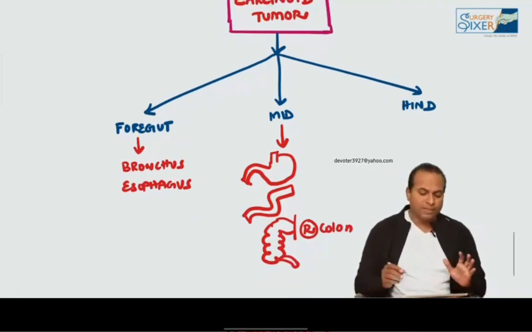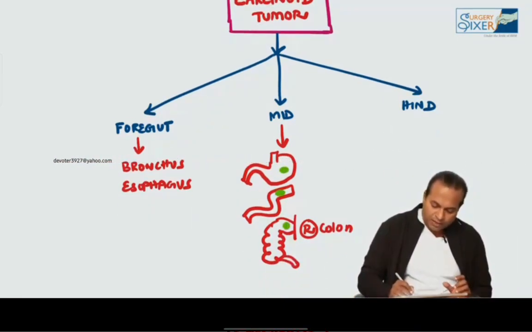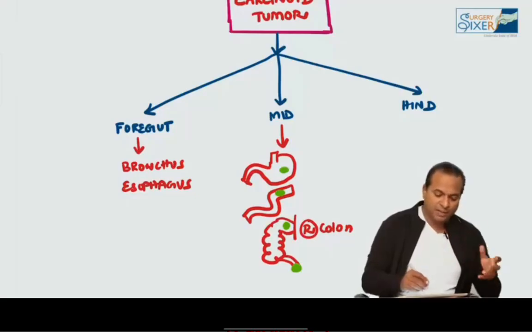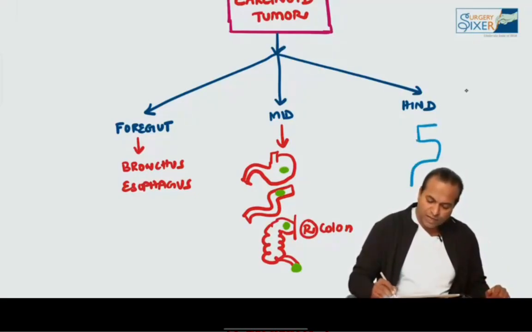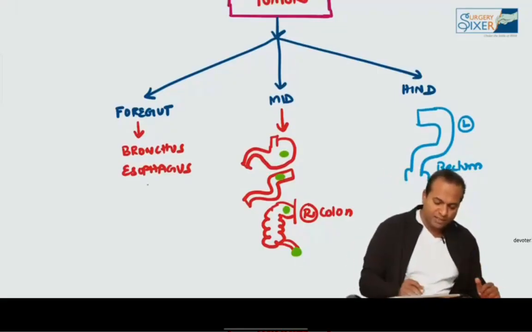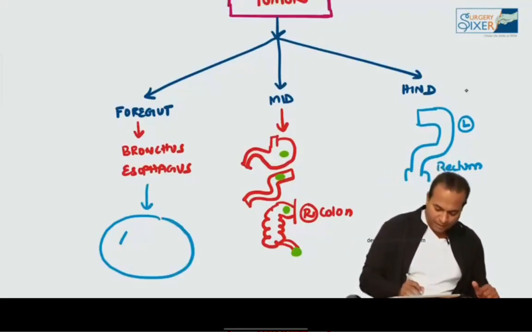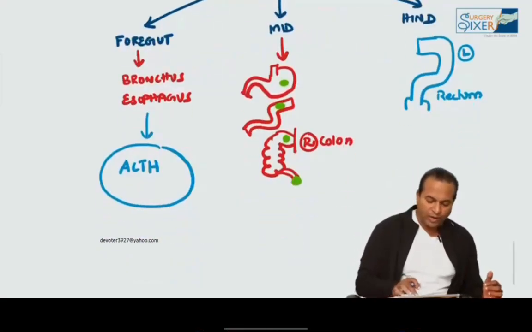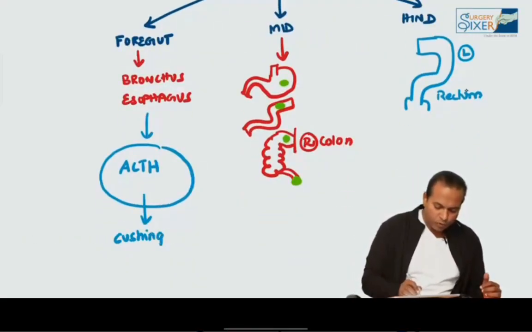So what are all midgut tumors? A carcinoid in the stomach, small bowel, right colon, and appendix are known as midgut carcinoids. And hindgut carcinoids include left side colon and rectum. Each carcinoid has special substances produced. Foregut carcinoid produces what substance? ACTH. So they produce what syndrome? Well known, Cushing syndrome.